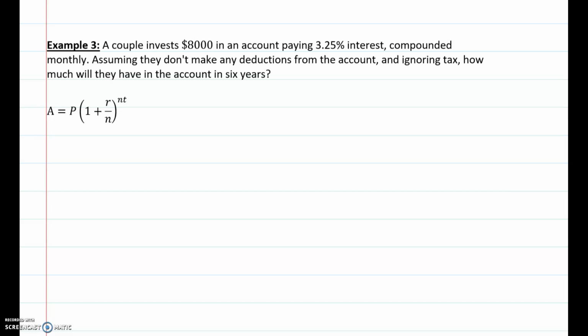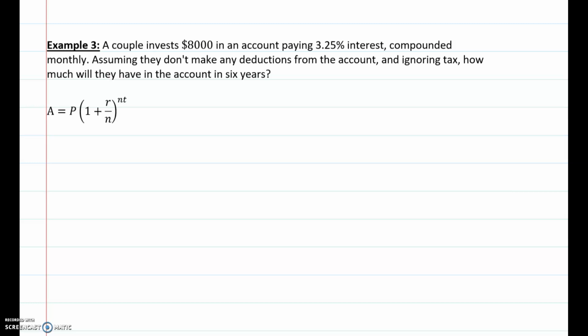So a couple invests $8,000 in an account paying 3.25% interest compounded monthly. Assuming they don't make any deductions from the account and ignoring tax, how much will they have in the account in 6 years? And we have a little formula here. Amount is equal to the principal times 1 plus r over n to the power of nt.